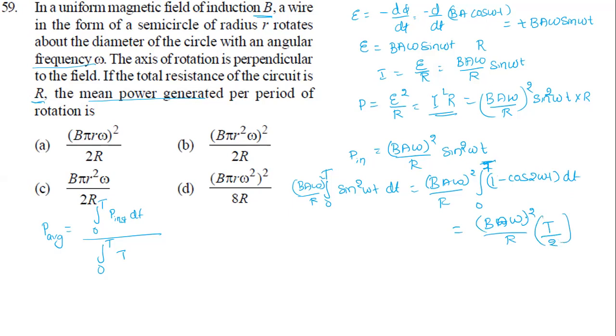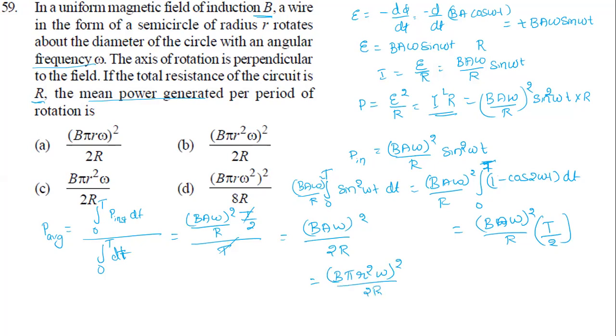Now here we put this value. It will become B A omega square T by 2, divided by R, and dt becomes just T. This T is going to cancel. It will become B A omega square by 2 times R, where A is the area. So if I insert the value of the area, pi r square, it is B pi r square omega whole square divided by 2R. So what is the option now? Look, the second option is the right answer.